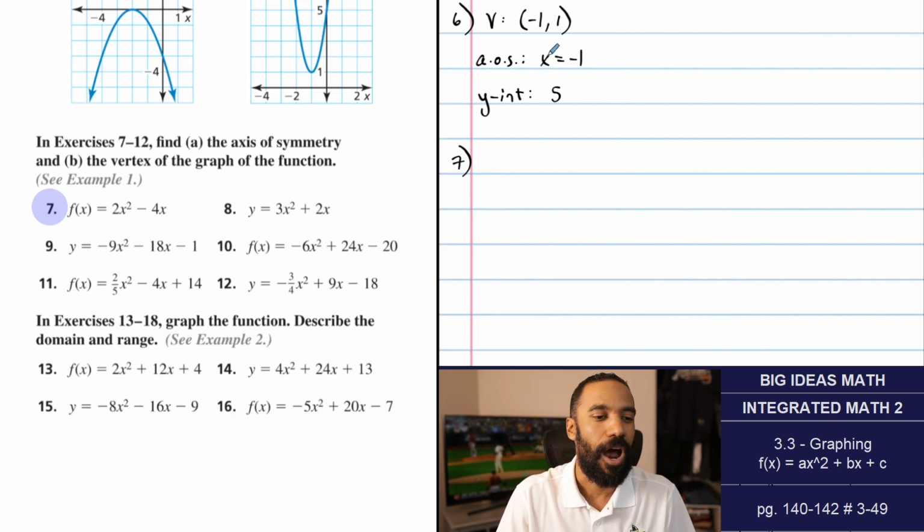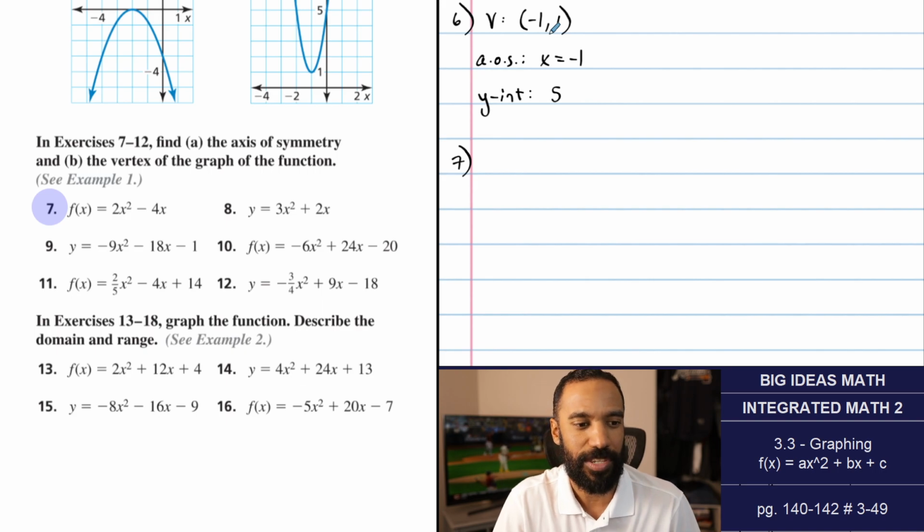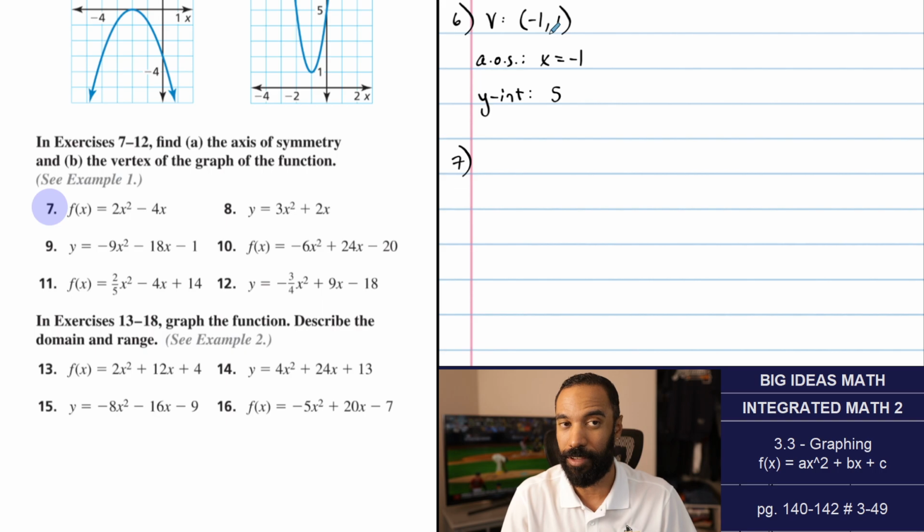Things like that. All right, next exercise is 7 through 12. We're going to find the axis of symmetry and vertex of the graph of the function. We are not actually graphing these functions.